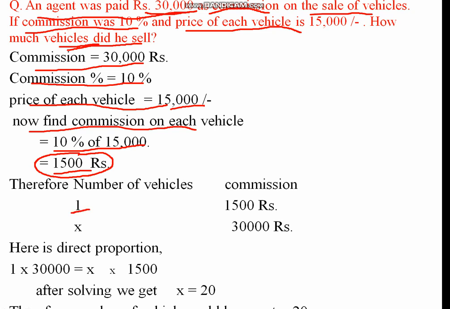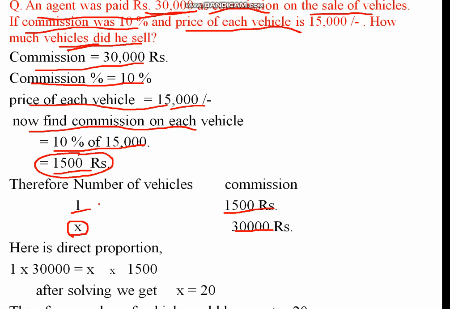See, by using direct proportion we can solve this example. Number of vehicles and commission: if number of vehicles is 1, commission is 1,500 rupees. The total commission given is 30,000 rupees. So in that case, how many vehicles are there? This is the unknown thing, so take X. For one vehicle, commission is 1,500 rupees, so for X vehicles, commission is 30,000 rupees.